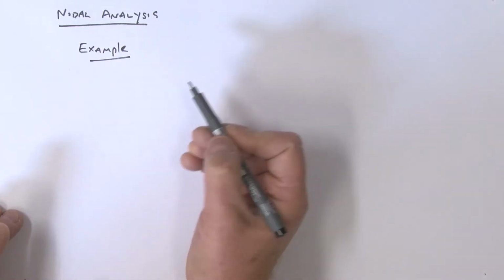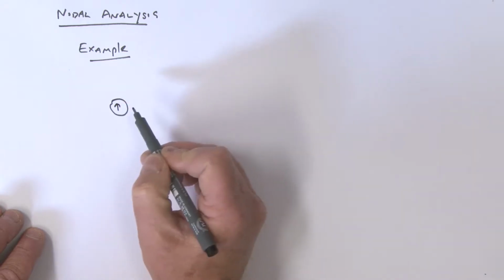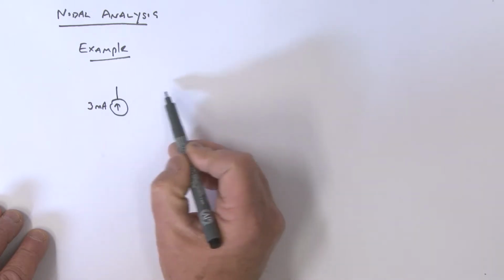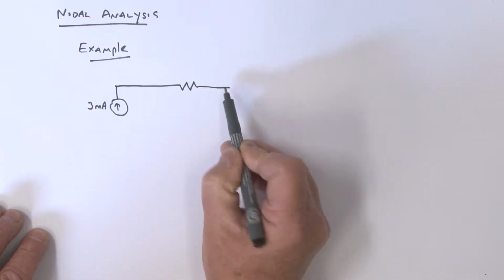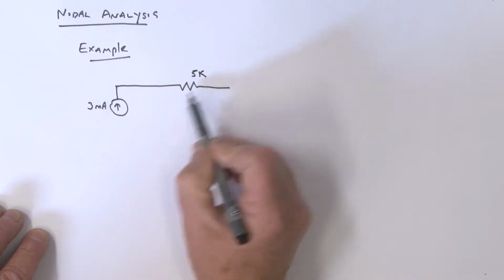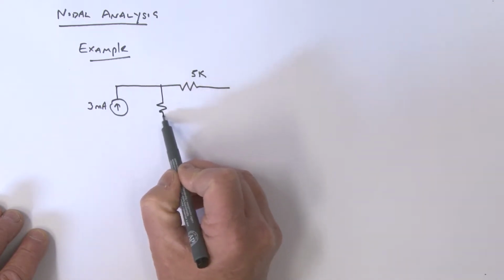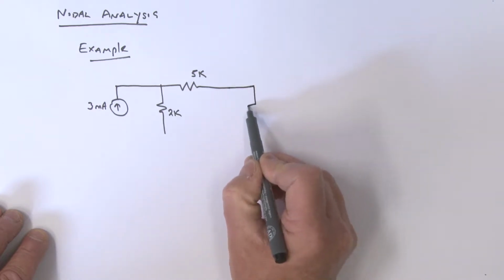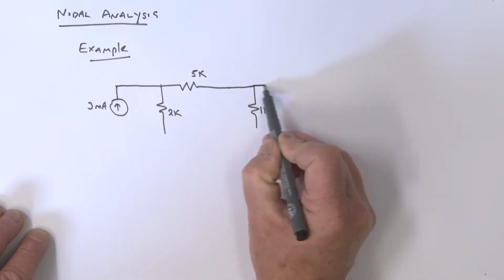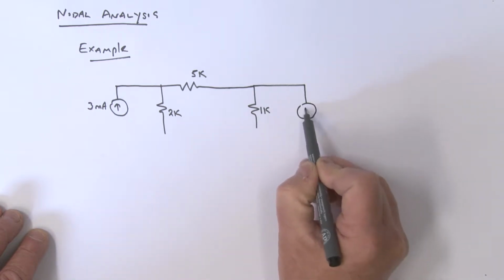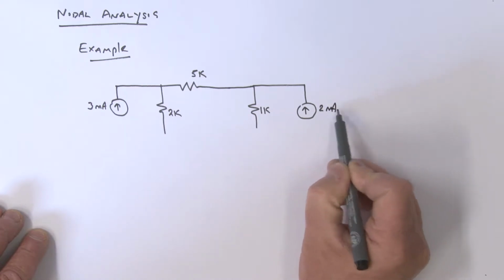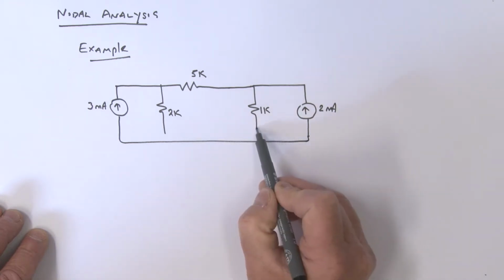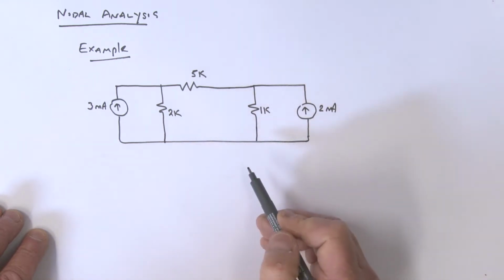So let's imagine I have the following circuit. I've got a current generator sitting here, I'm going to say that's 3 milliamps. Coming across, I've got a resistor sitting here, I'm going to call that a 5K resistor. I've got another resistor over here, we're going to say it's a 2K resistor. And then I've got another resistor, 1K here, and then another current generator sitting here, which we're going to say is 2 milliamps, all right? So that's the circuit that we're going to analyze using nodal analysis.